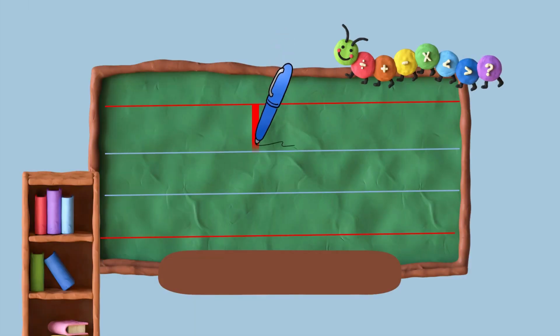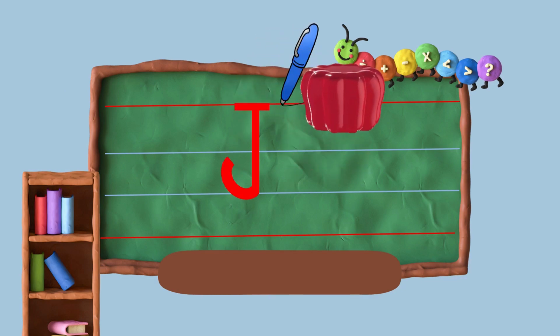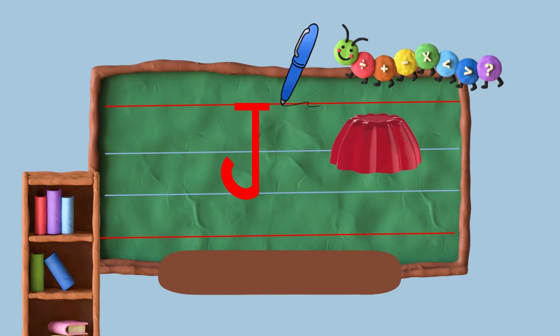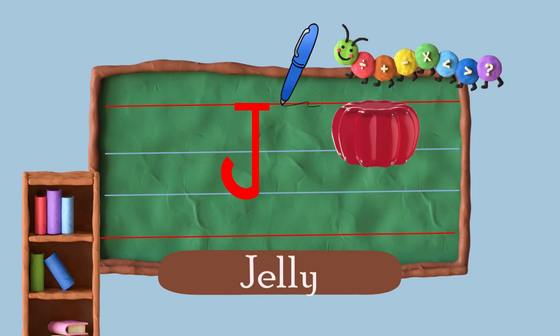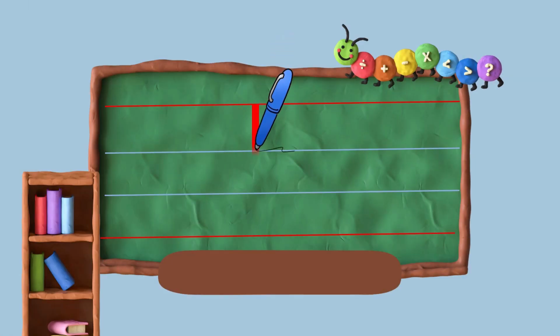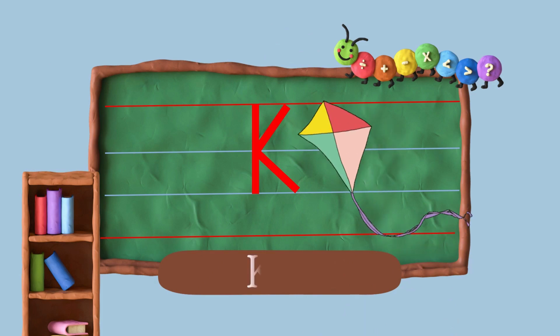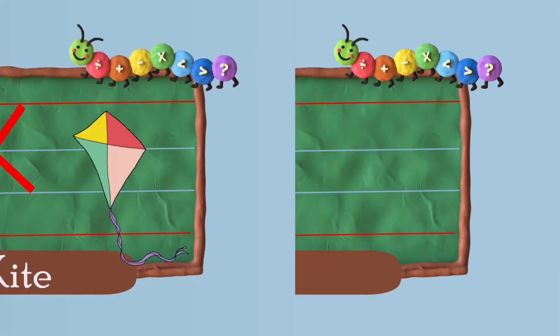Draw a standing line. Now draw a small curve and sleeping line. Makes the letter J. J for jelly. Draw a standing line, left slanting line, right slanting line. Makes the letter K. K for kite.